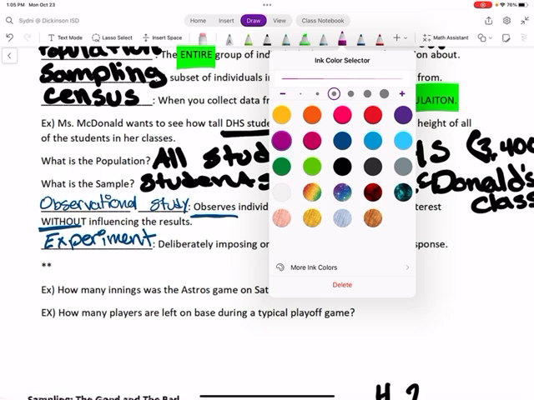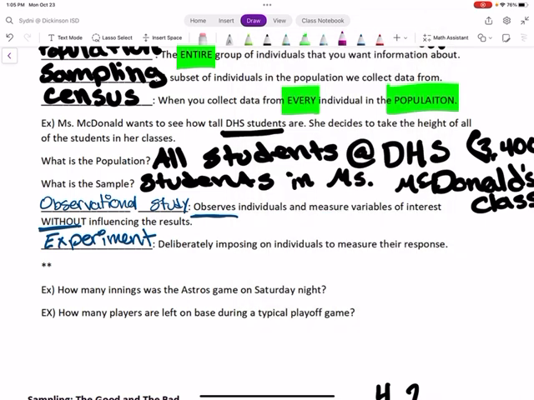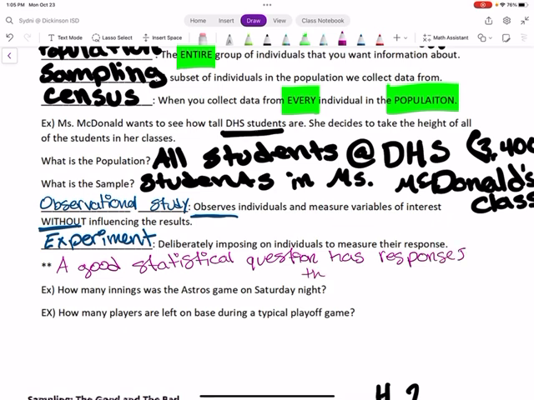Now, the last thing that we're going to talk about together is good statistical questioning. And these 2 stars right here are very important. It is where you are going to write that a good statistical question has responses that can vary. So if a question has only one answer, it's bad. It is not a good statistical question. You really can't do a study over that.